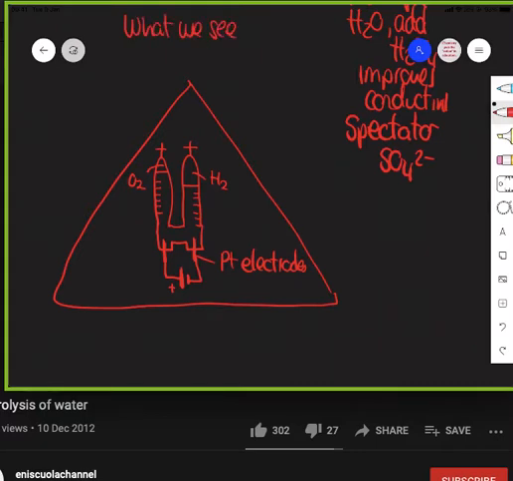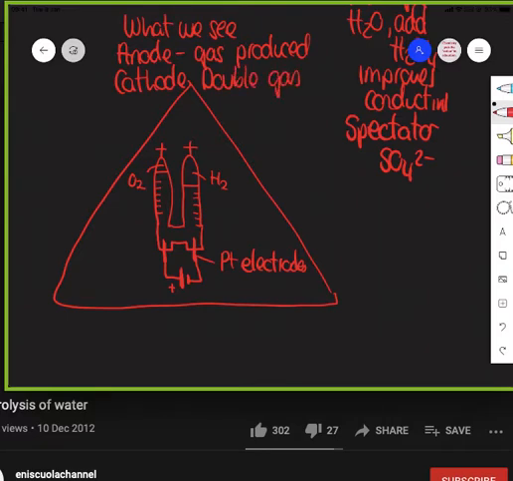So what we see is, at the anode, gas produced, and at the cathode we have double the gas produced. So our explanation, or our reason: at the anode, water is oxidized.